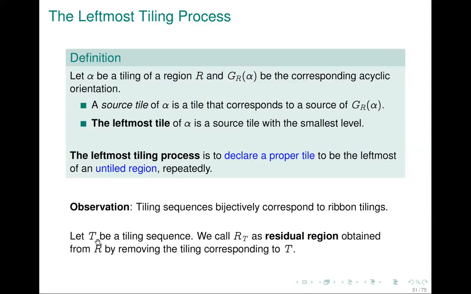But in principle, for the leftmost tiling process, you can stop at any step. If you stop earlier and you have a current tiling sequence T, I denote R_T to be the residual region. Basically, it's the remaining region, the region that hasn't been tiled.